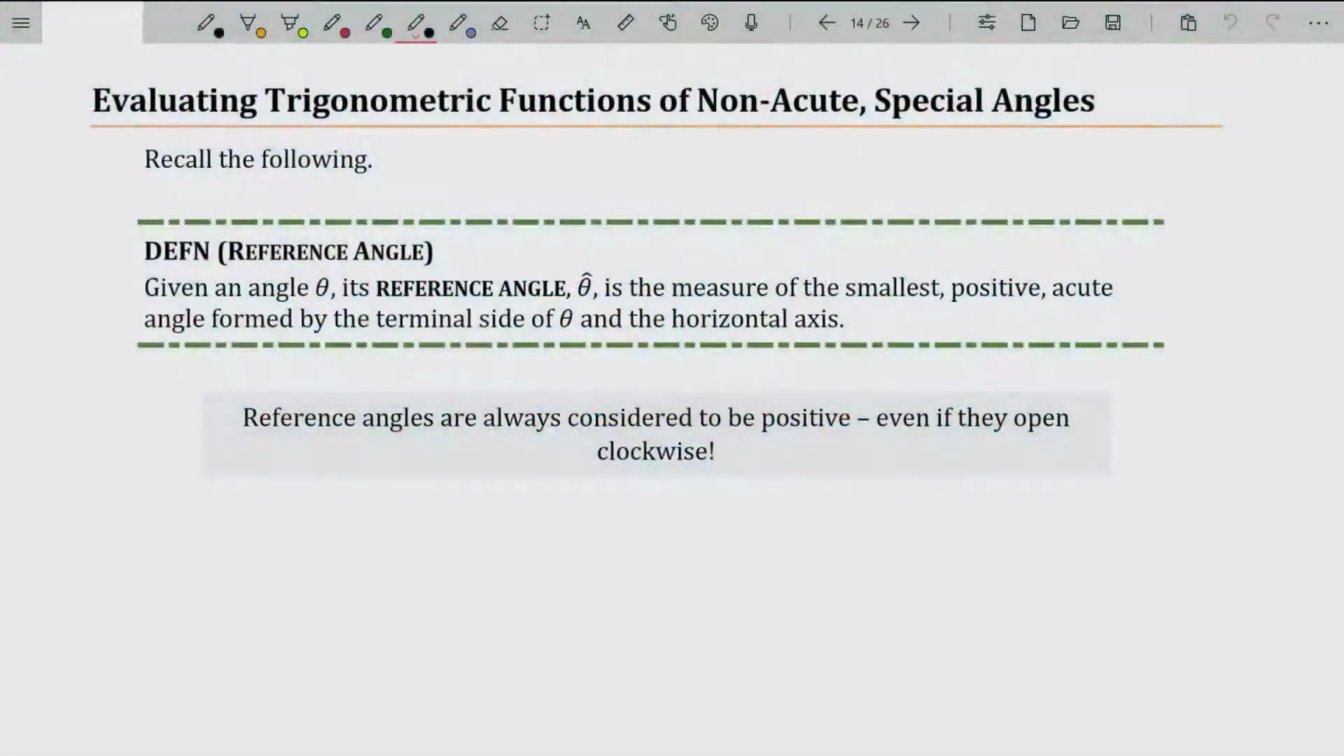Hello, my name is Roy Simpson, professor of mathematics at Cosumnes River College in Sacramento, California. This video is focused on evaluating trigonometric functions of non-acute special angles.